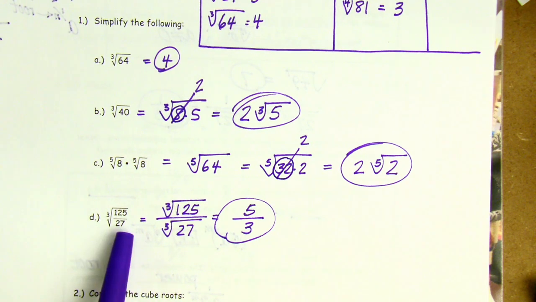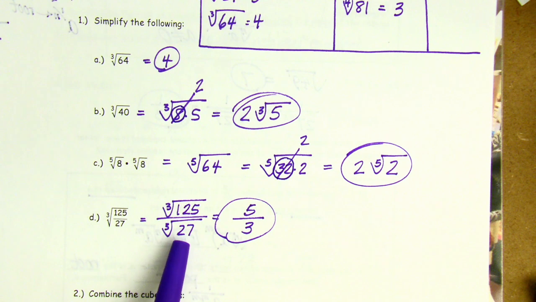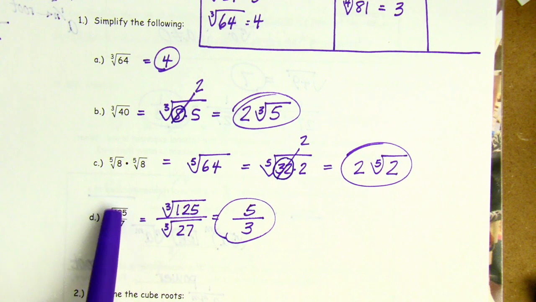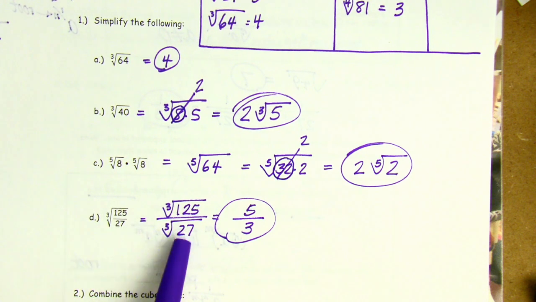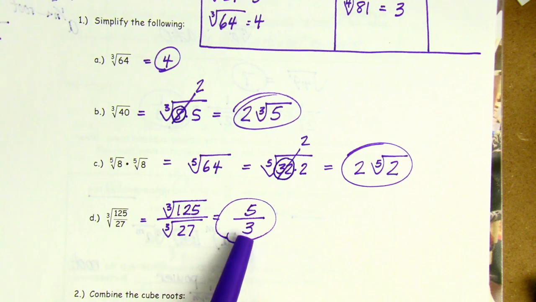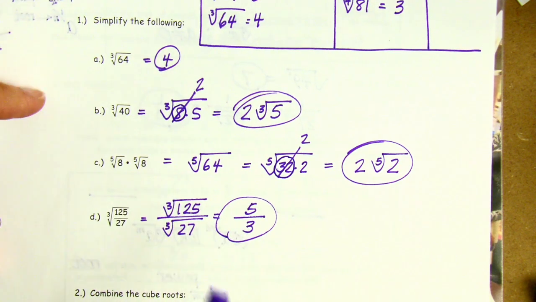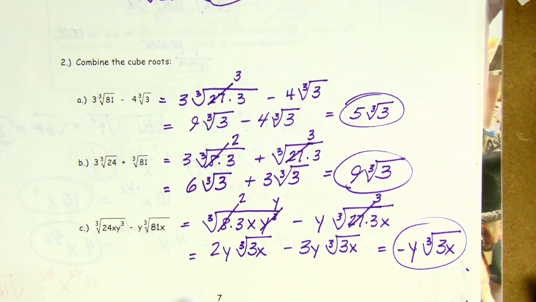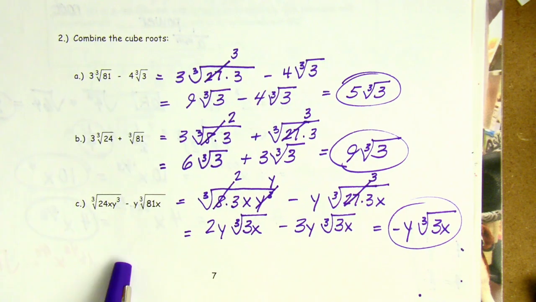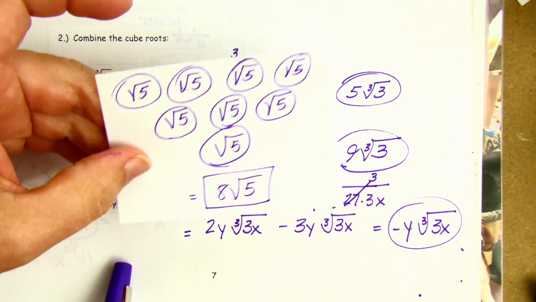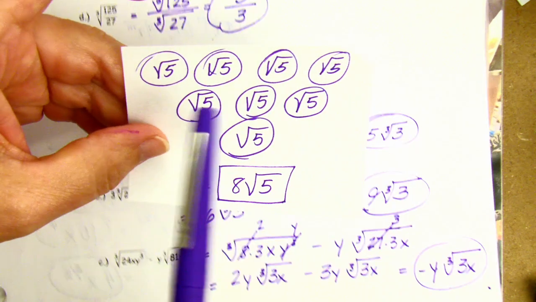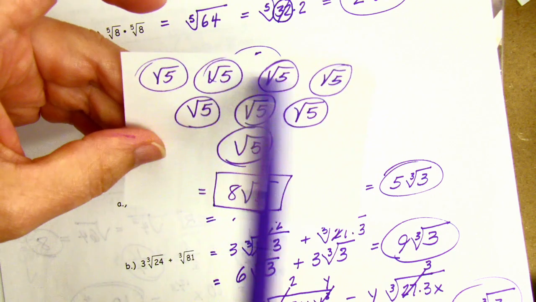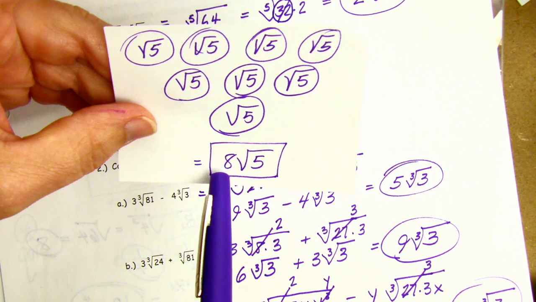This one here, take notice that both 125 and 27 are perfect cubes. So this, I'm simply going to use the quotient rule that says the cube root of a fraction is equal to the fraction of the individual cube roots. And then you simplify it. Okay, combining cube roots. We've seen this with combining square roots when you saw something like this. Okay, so I knew that I had 1, 2, 3, 4, 5, 6, 7, 8 square roots of 5. So I can add them up and write it as 8 being multiplied with the square root of 5.